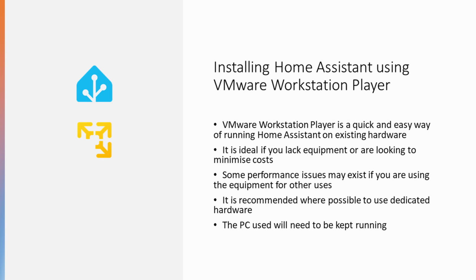Welcome to our video on installing Home Assistant using VMware Workstation Player. VMware Workstation Player is a quick and easy way of running Home Assistant on existing hardware. It is ideal if you lack equipment or are looking to minimize costs. You might get performance issues if the equipment is being used for other purposes. It is recommended to use dedicated hardware if possible, and the PC will need to be kept running.